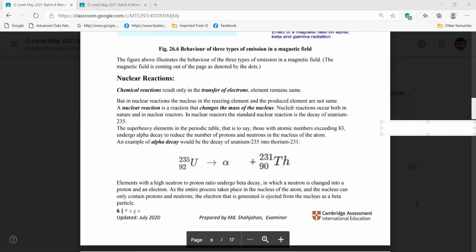Are you writing? Yes, sir, I'm writing. Sir, so in simple words, chemical reaction is the transfer of electrons, and element remains same. Nuclear reaction is the change of mass. This one also you should mention: element remains same. Very important. And in a nuclear reaction, there is a change in mass of the nucleus, comma, element is changed.